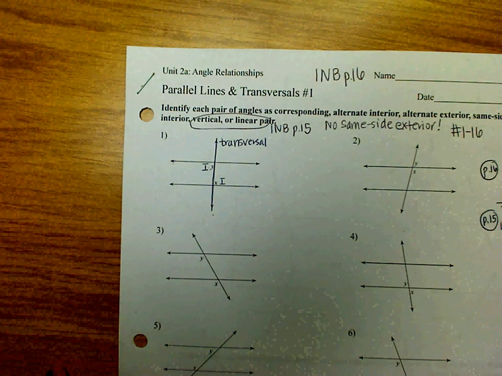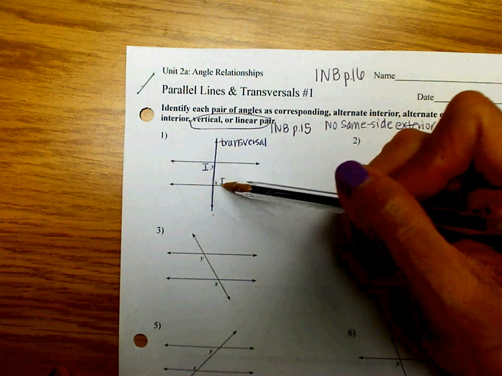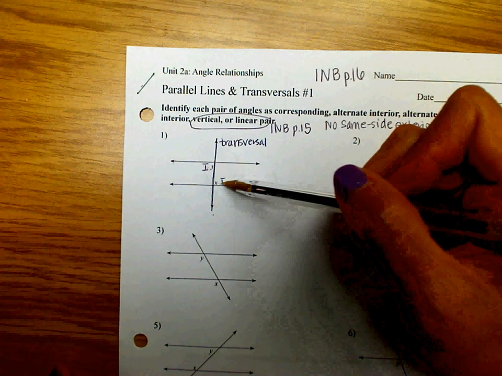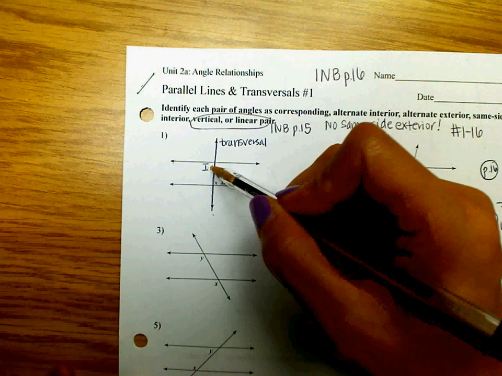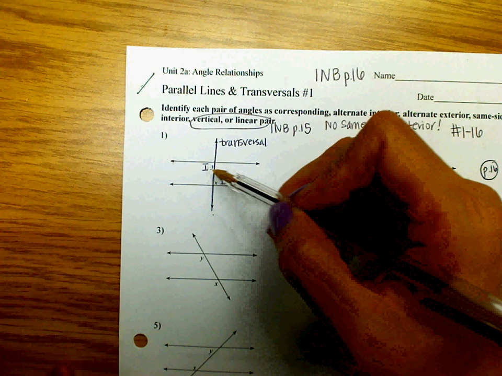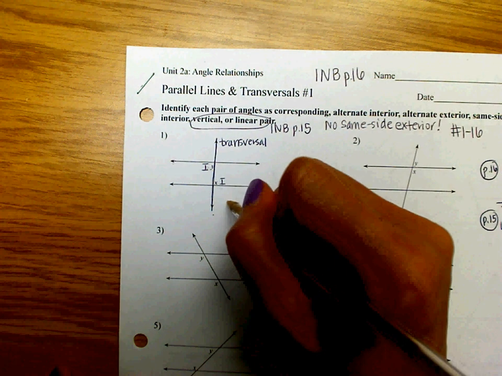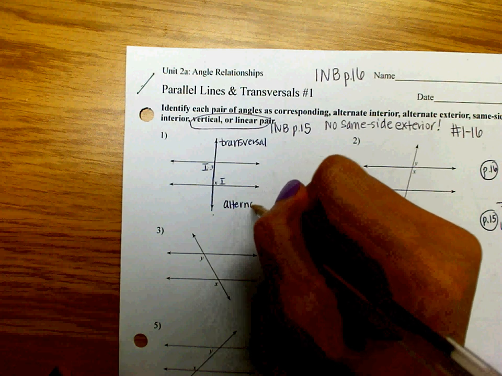Okay, so they're on opposite sides. So you got to cross the transversal to get to the other one. So therefore, it's on opposite sides. Okay, so it's not on the same side. If it was same side, it wouldn't have to cross the transversal. So this is alternate. We already knew they were interior.